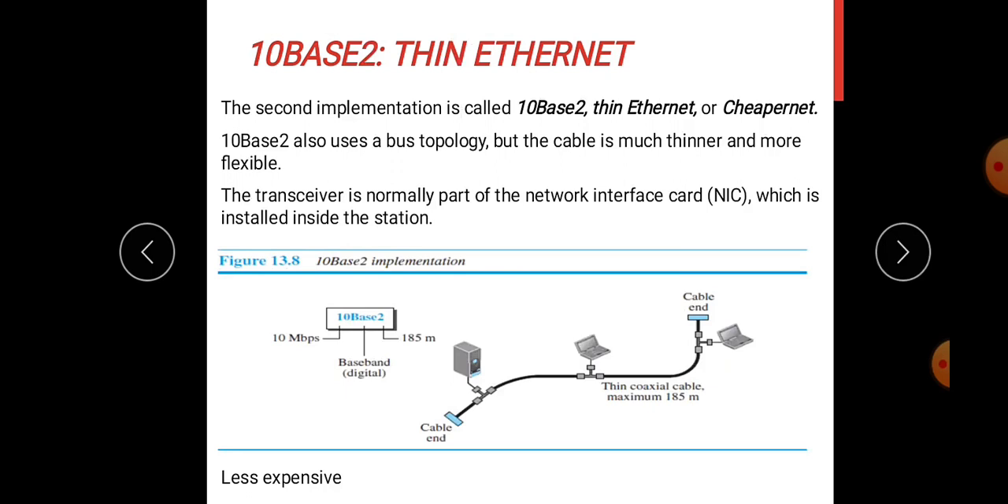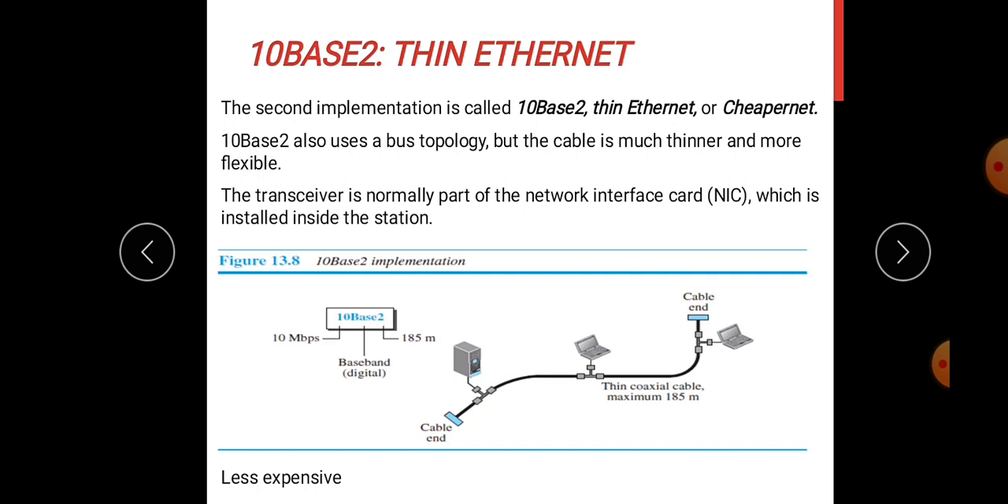And the next one is 10Base2, which is called thin Ethernet. 10Base2 also uses a bus topology, but the cable is much thinner and more flexible. The cable can be bent to pass very close to the station. In this case, the transceiver is normally part of the network interface card which is installed inside the station. So here you can see this is 10Base2, 10 Mbps baseband transmission. 2 stands for 185 meters, which is nearly equal to 200, so it is represented as 2.